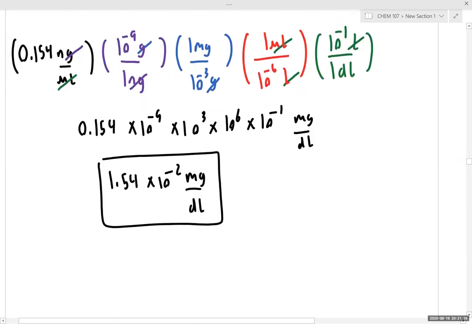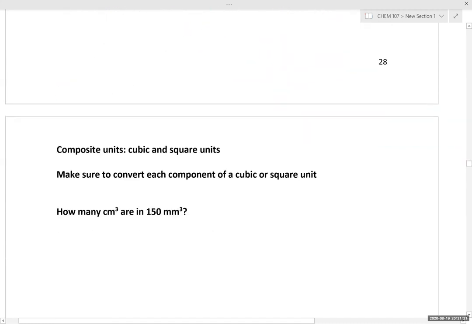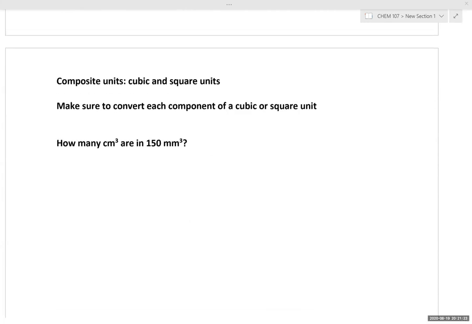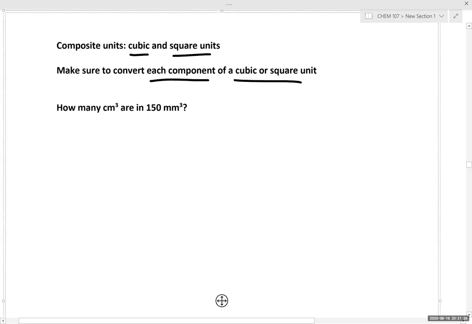Okay, so let's look at another type of composite unit, and these composite units are known as cubic and square units. Now, the only thing you need to be careful of with cubic and square units is that you need to make sure you convert each component of a cubic or square unit. So in this case, we're asked how many centimeter cubed are in 150 millimeter cubed. So our starting unit is 150 millimeters cubed.